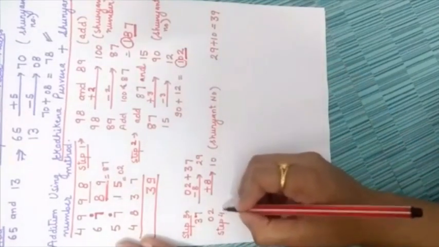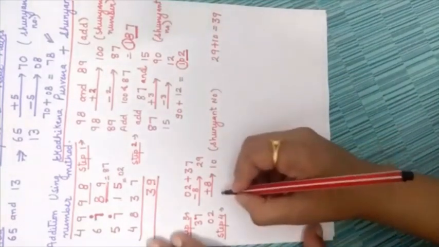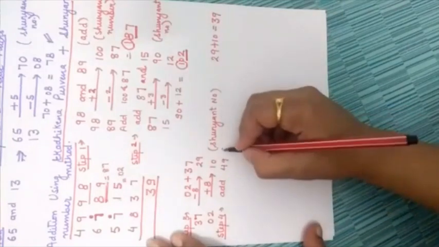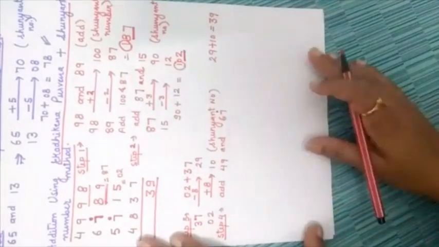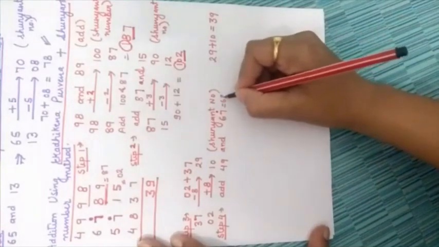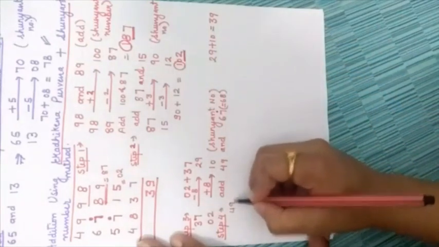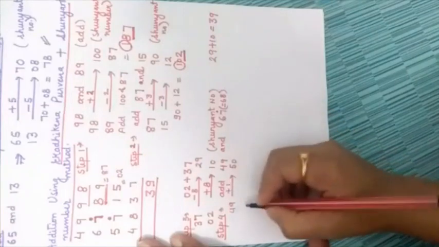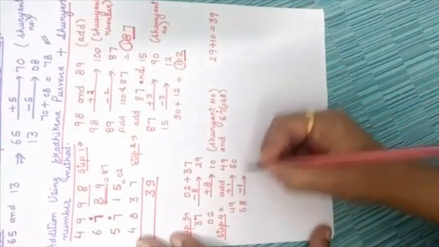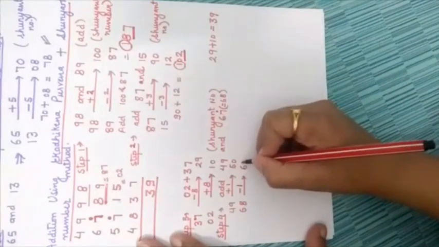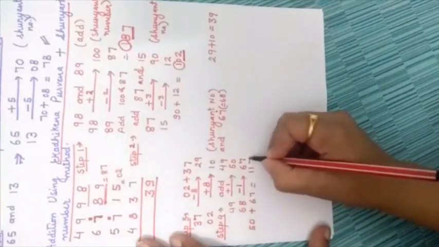Step number 4. In step number 4, what we have to do again? 49 and 67 dot. Okay, dot of 67, that is 68. Okay students, same we have to do, converting 49 into shunyant number by adding plus 1 and subtracting 1 from 68, that is 67. Now add these two resultants, what will you get? 50 plus 67, that is 117.